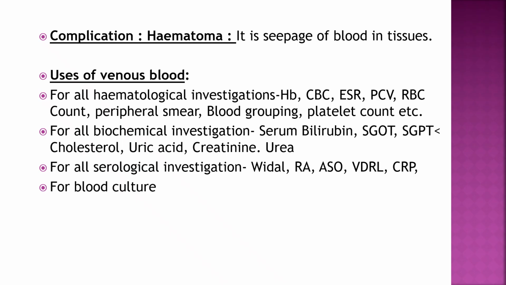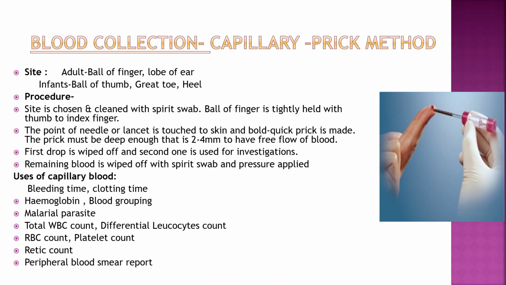So the second method for blood collection is the capillary method. It is also called the prick method or skin puncture method. The site, mainly in adults, is the ball of the left ring finger or the lobe of the ear. In infants it is the ball of the thumb, great toe or heel.